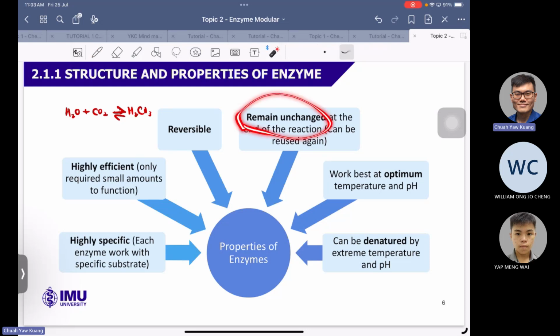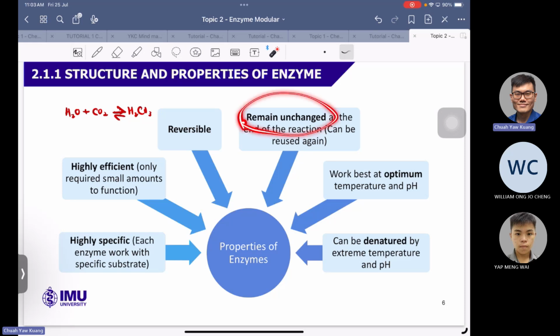It will remain unchanged. It also means that the enzyme actually doesn't get involved in the reaction. They just serve there as a platform for the substrate to meet better, so that they have a higher chance to form the product. That is what the enzyme does. Enzymes don't get involved in the reaction; they are just serving there only. So that's why they remain unchanged.